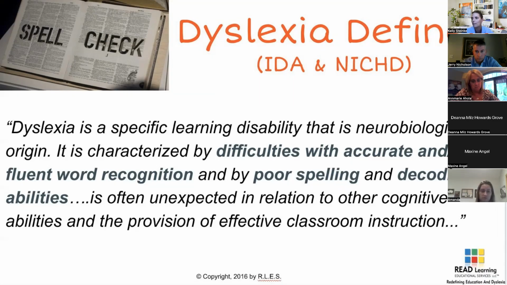widely accepted. So this states that dyslexia is a specific learning disability that's neurobiological in origin. So it's usually inherited, it's genetic. It runs in families.